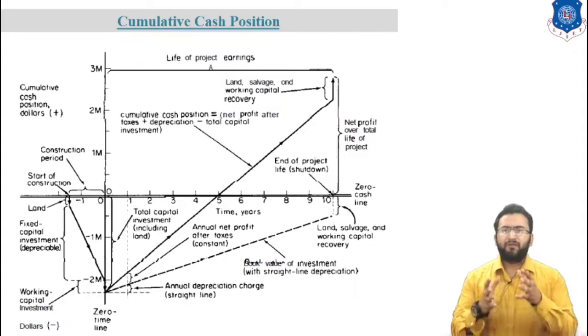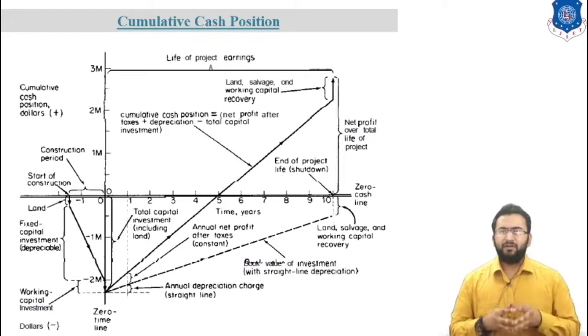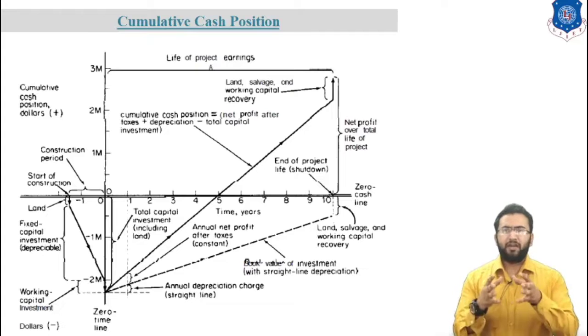After that, profit accumulates on the positive side of the cumulative cash position until the end of the project life, at which time the project is theoretically shut down and operation stops. At that time, the working capital is still available and it is assumed that the land can still be sold at its original value. The final result of the cumulative cash position is a net profit over the total life of the project, or cash flow into the company capital sink over the 10-year period.